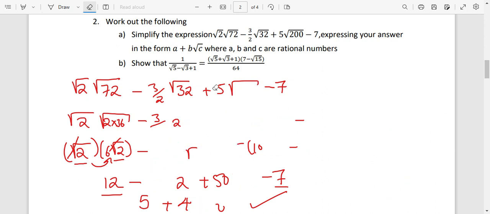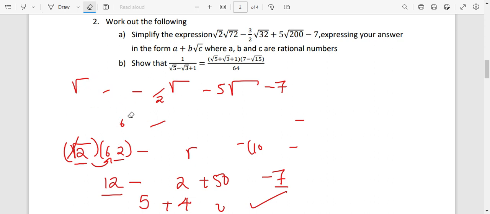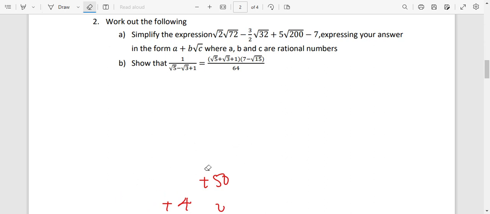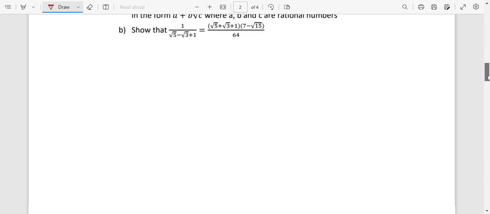So we can proceed to part B. Show that 1 divided by square root of 5 minus square root of 3 plus 1 is equal to square root of 5 plus square root of 3 plus 1 multiplied by square root of 7 minus square root of 15 divided by 64. You don't use calculators in mathematics here, so you need to make sure that you are a bit quick in the way you operate with questions.